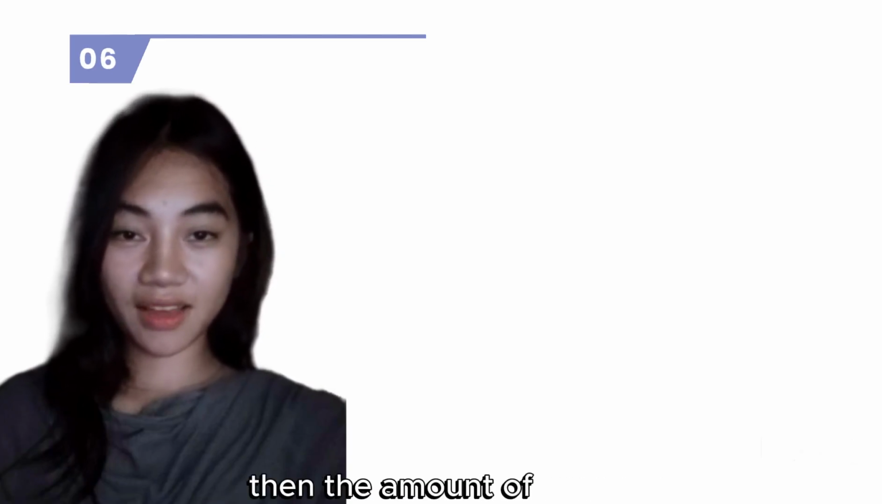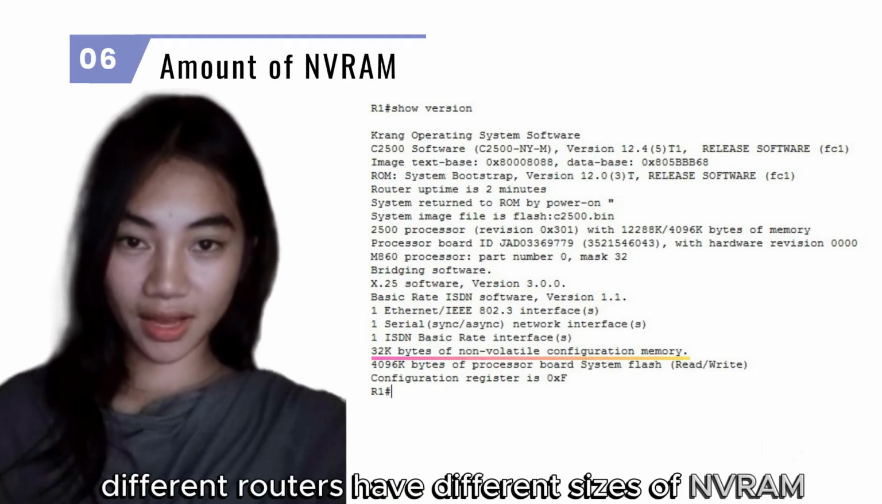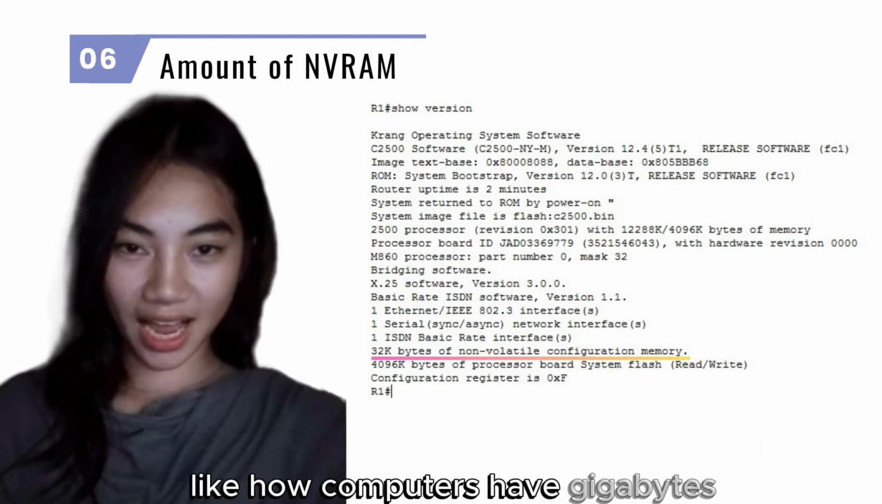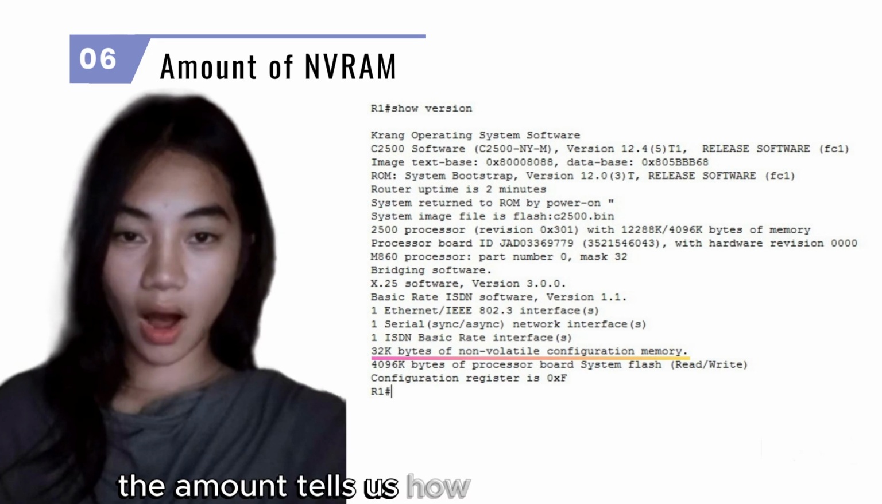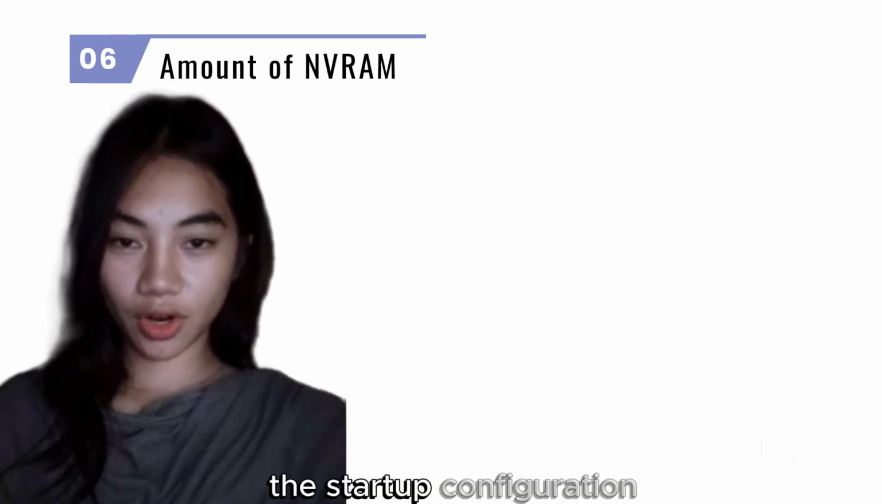Then the amount of NVRAM. Different routers have different sizes of NVRAM, like how computers have gigabytes. The amount tells us how much memory space the router has available to store the startup configuration.